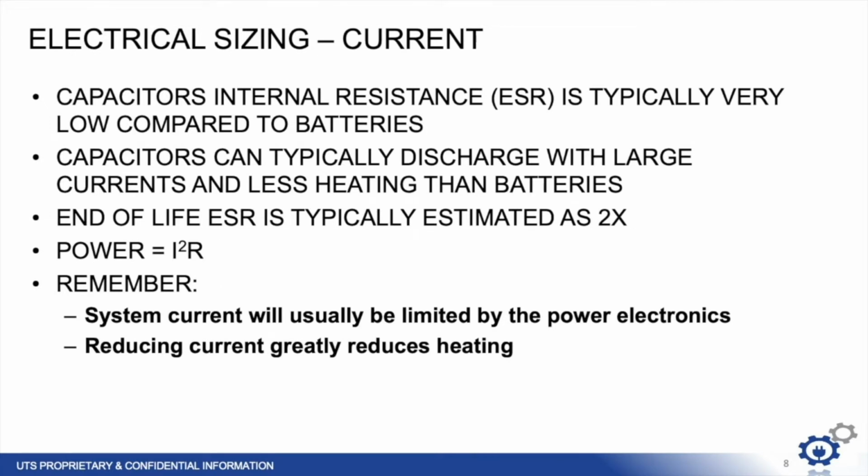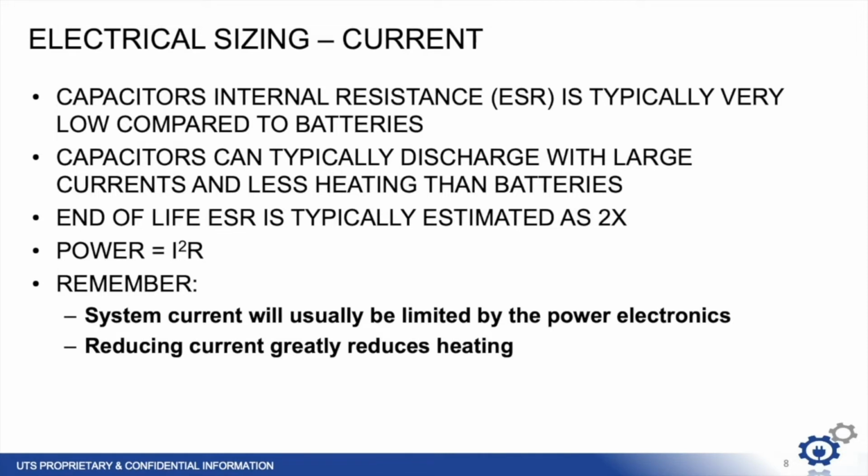As for the current, the power electronics may limit the amount of current you can pull from the storage, but typically you want to limit the current to manage losses. If we remember power is I squared R, then lowering the current is a major factor in reducing losses and therefore heat. Since capacitors have very low equivalent series resistance, or ESR, that R value is very low compared to other storage methods, like batteries, but it still needs to be managed.